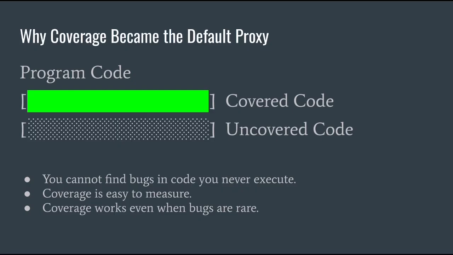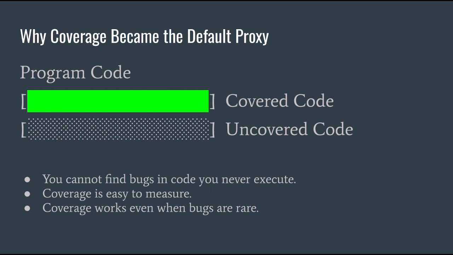So if fuzzers explore programs by executing code, how do we measure their effectiveness? The most common answer is code coverage, and the intuition for this is simple. You can't find a bug in code that you never execute. If one fuzzer explores more parts of a program than another, it could seem reasonable to assume that it has a better chance of finding bugs. Coverage also has practical advantages. It's easy to measure, it gives continuous feedback during fuzzing, and it works even when bugs are rare. Because of this, many fuzzing papers evaluate new fuzzers primarily using coverage.